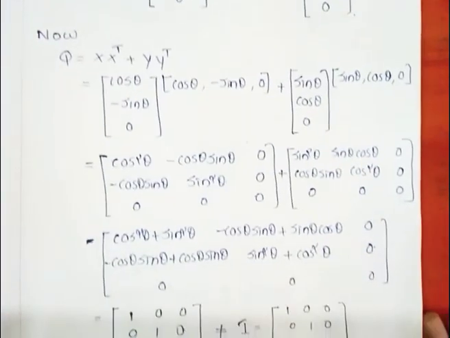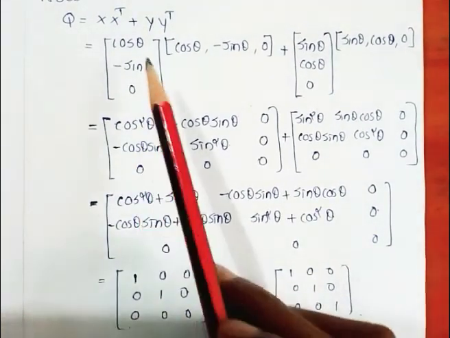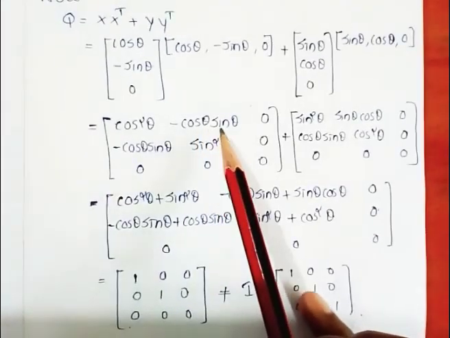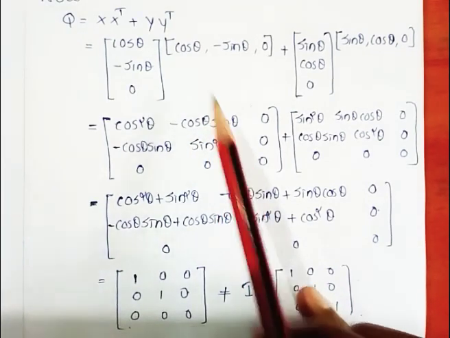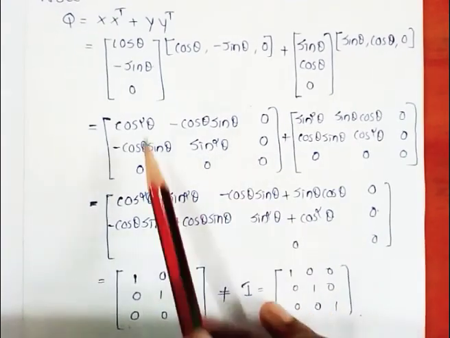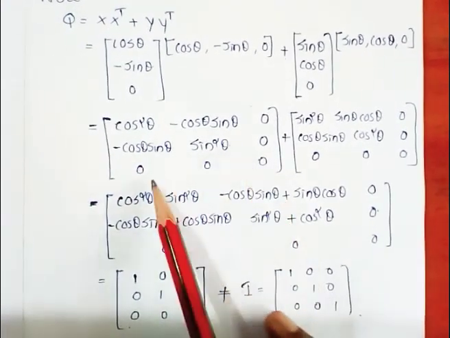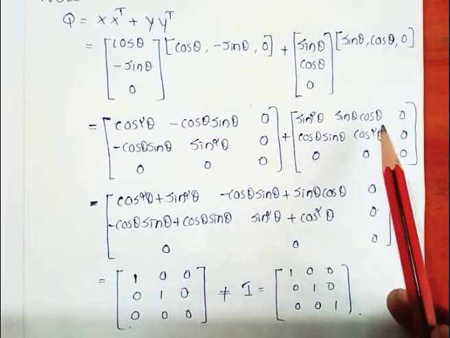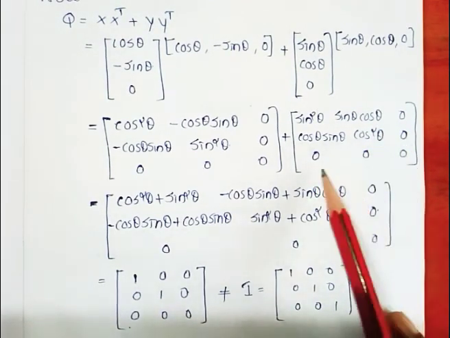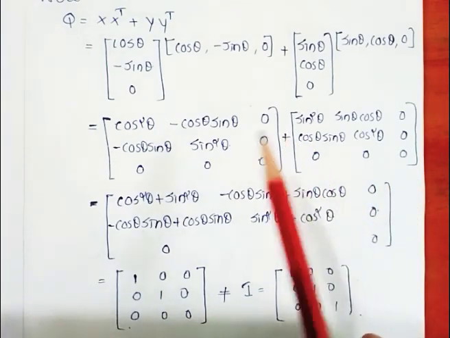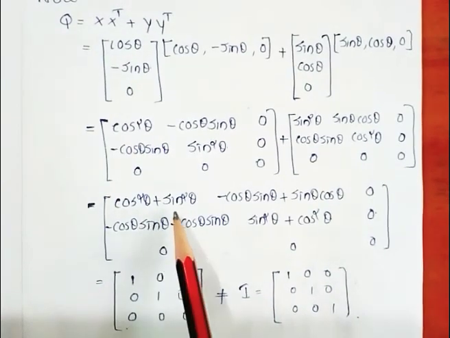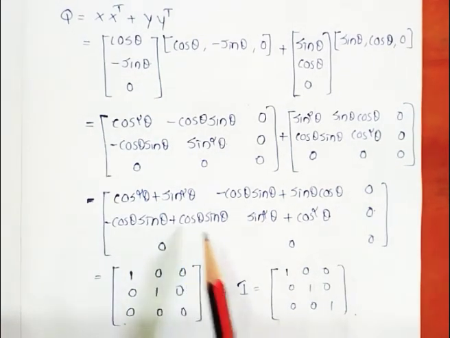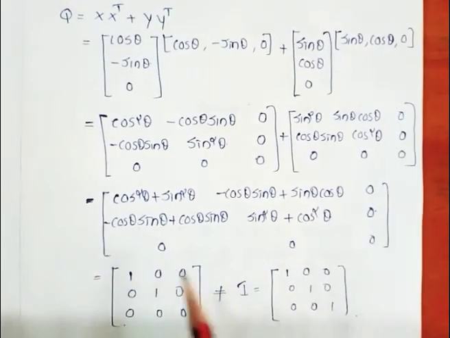Now by using matrix operations we get cos theta into cos theta, cos square theta, cos theta into minus sin theta, minus cos theta sin theta, and cos theta into 0. Similarly the rest of the elements: minus cos theta sin theta, sin square theta, 0, 0, 0, 0. Plus, by operating this we get sin square theta, sin theta cos theta, 0, cos theta sin theta, cos square theta, 0, 0, 0, 0. Then adding these we get cos square theta plus sin square theta, minus cos theta sin theta plus sin theta cos theta, 0; minus cos theta sin theta plus cos theta sin theta, sin square theta plus cos square theta, 0; 0, 0, 0.